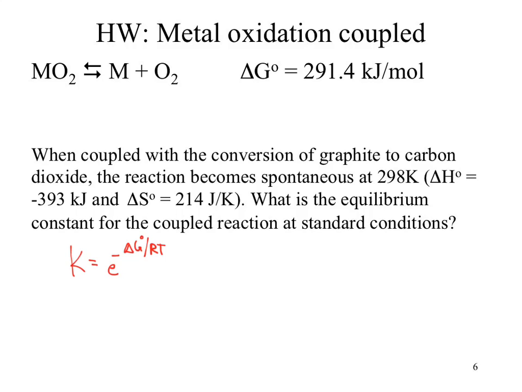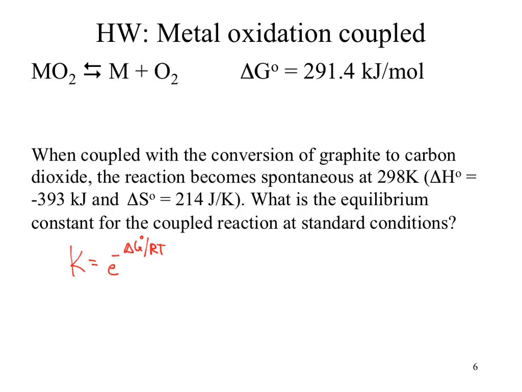Okay, we're looking for the delta G for the coupled reaction. Yes, we're given a delta G. Is that for a coupled reaction? No, that is only given for the metal oxide conversion. So what we have to do is determine what the delta G is for the coupled reaction, which means we're going to have to go through a couple other steps.